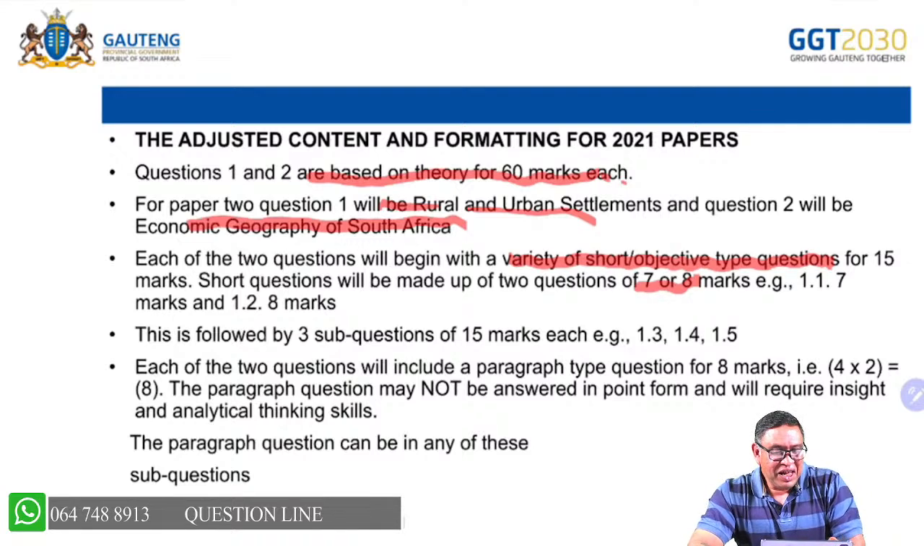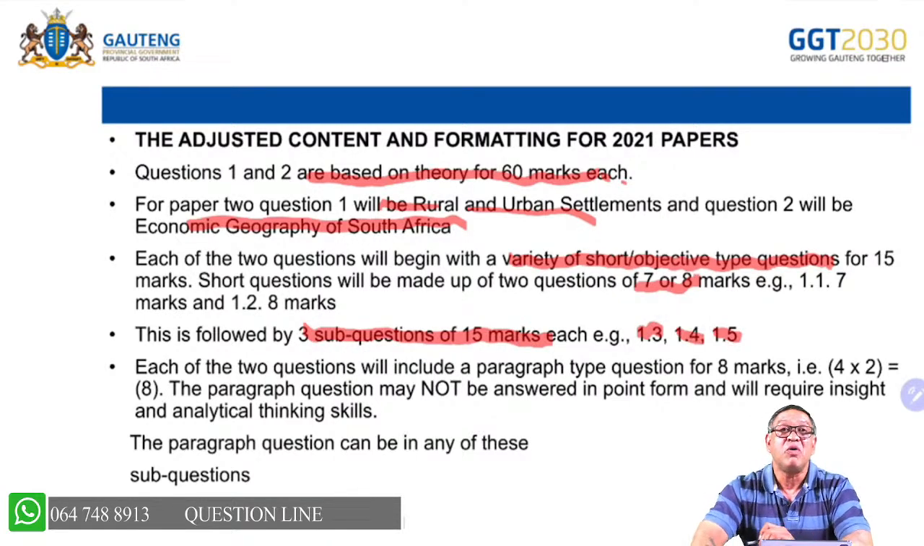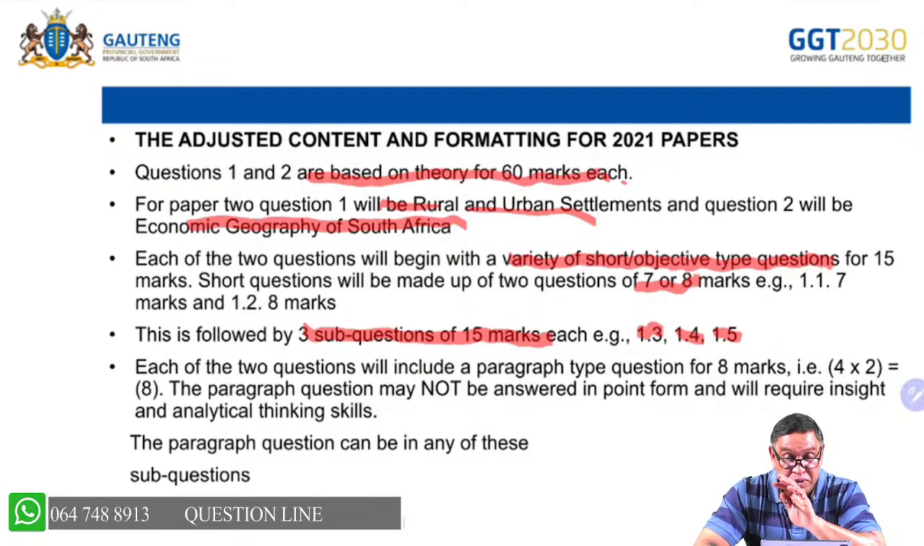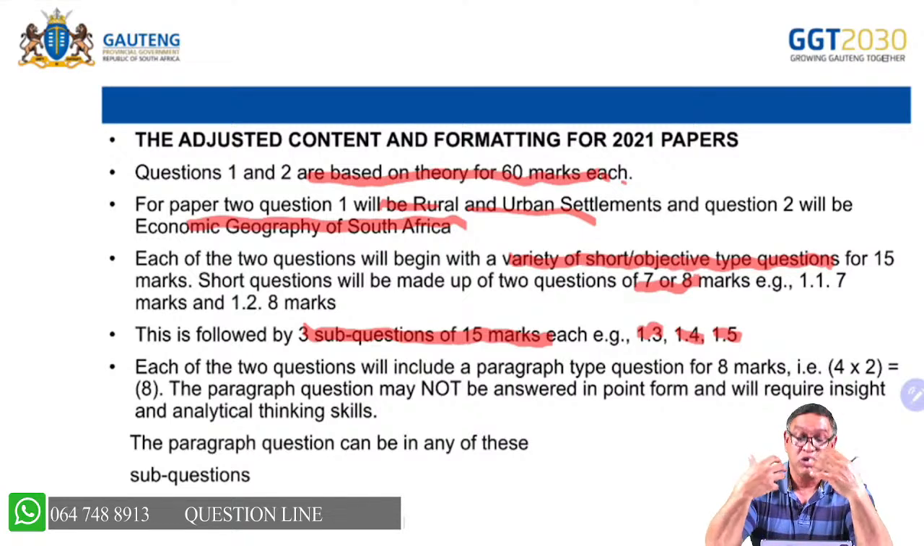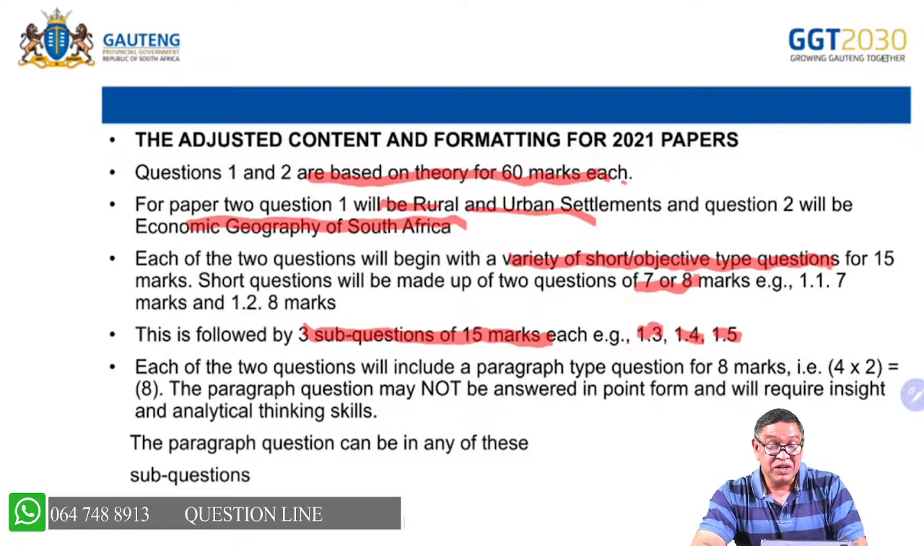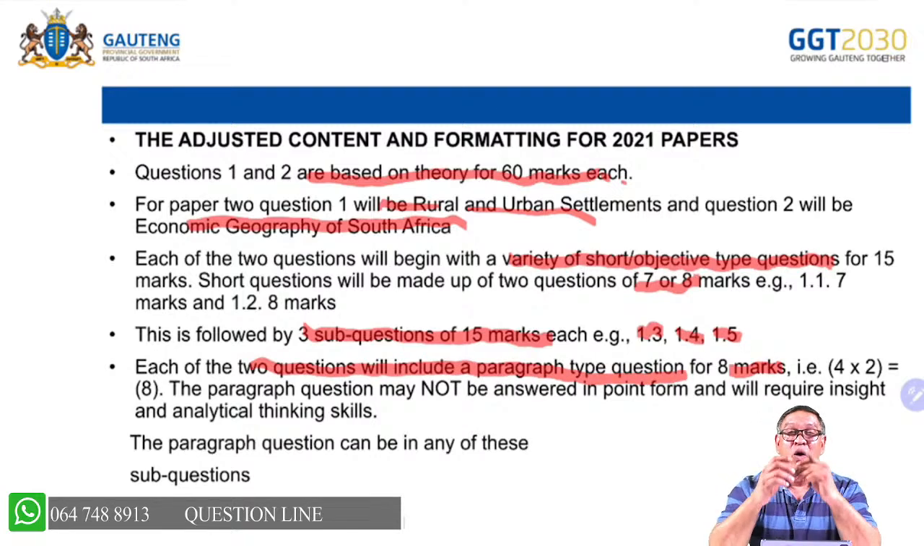All right. The following 3 subsections will be made of 15 marks. That will be 1.3, 1.4, 1.5. Okay, those will be your more so-called application questions. All right, not that the short questions are not application. There will be 2 questions which will include paragraph type questions of 8 marks. So 1 paragraph question for rural and urban settlements, 1 paragraph question for economic geography of South Africa.